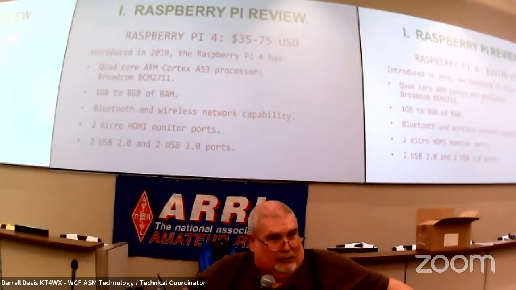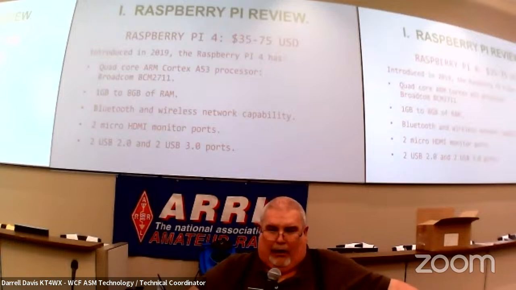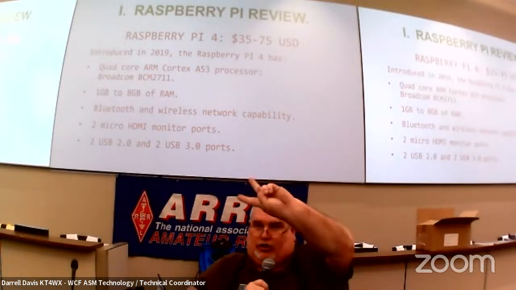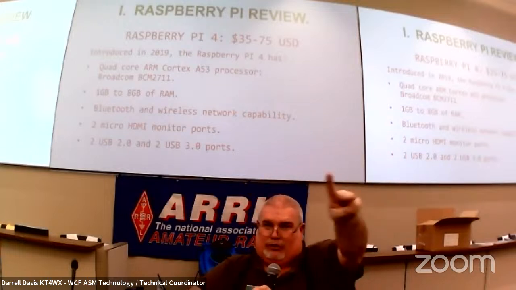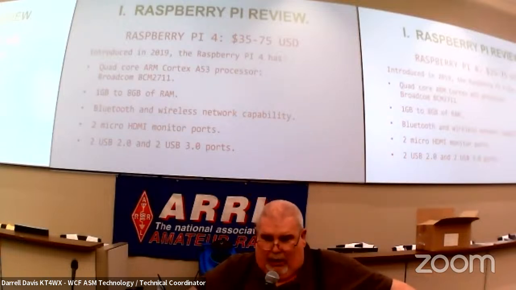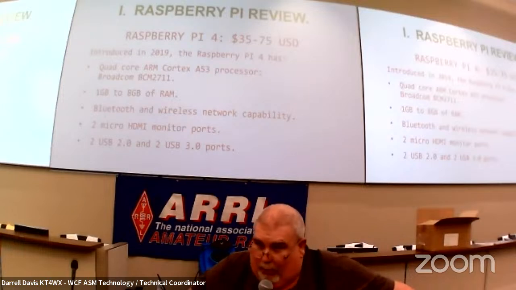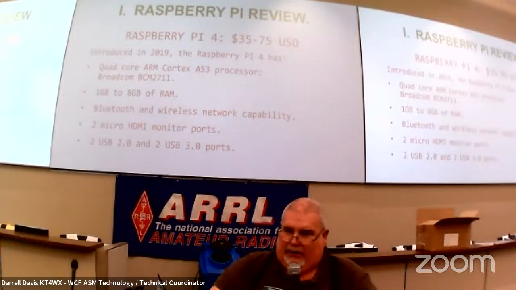1 to 8 gigabytes of RAM. Now that's getting more up in our modern computing area. Bluetooth and wireless networking capability were introduced with the Pi 4, I believe it was. And then they switched from the one HDMI port to 2 micro HDMI ports, so you could have 2 monitors. And they were trying to compete. I'll tell you, the Raspberry Pi Foundation and even Upton have really tried to make this computer good. And they introduced also in the Pi 4 USB 3.0 ports. That was another new thing that came out at the time.